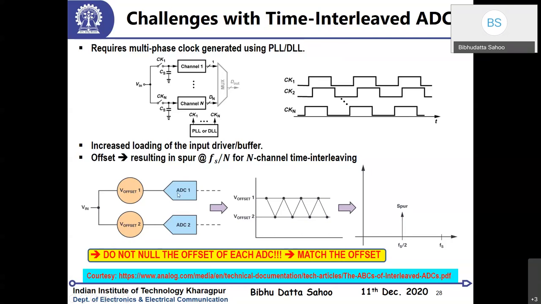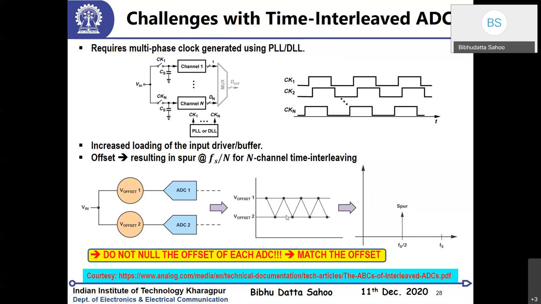Now, if I have two ADCs, each operating in opposite phase of the clock, and let's say there is no signal, if I don't give any signal, then the output of this ADC will be ping-ponging between V offset 1 and V offset 2. If I look at the spectrum of this, this is nothing but a spectrum at FS by 2. So if I have any offset between the two channels, it would result in a spurious tone at FS by 2. And if it is an N-channel ADC, it will result in spurious tones at FS by N. And the magnitude of the spur is proportional to the offset that is there.